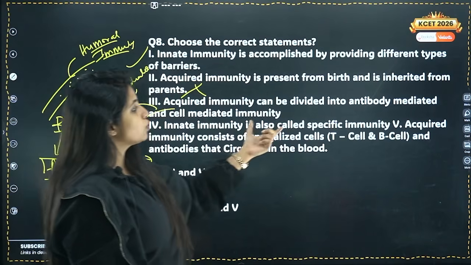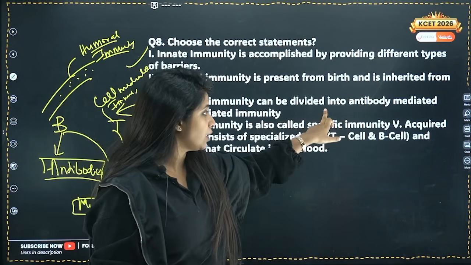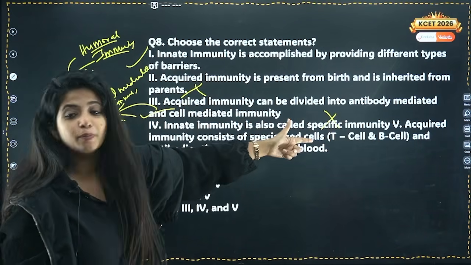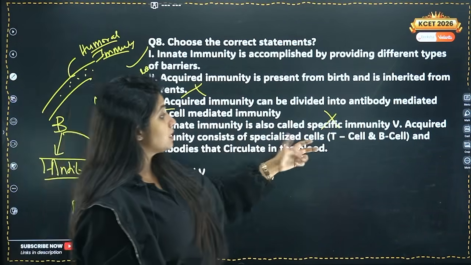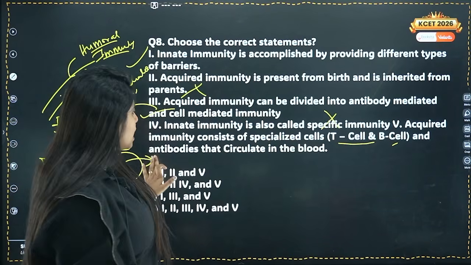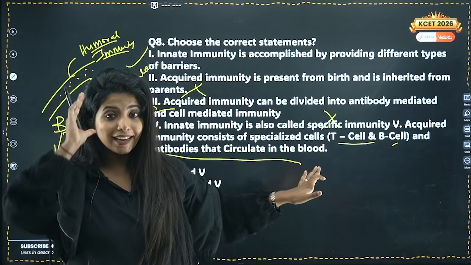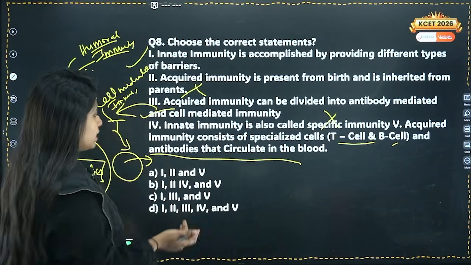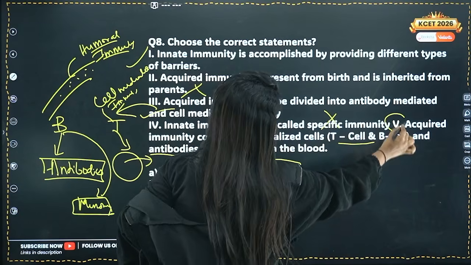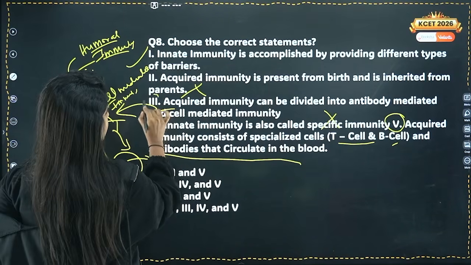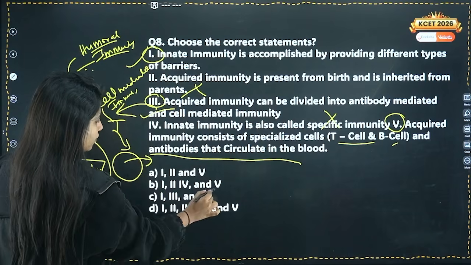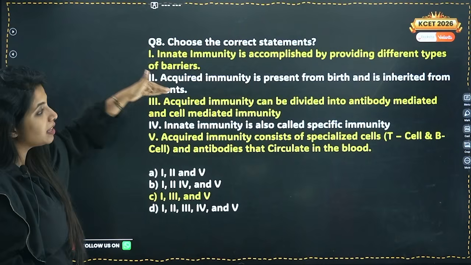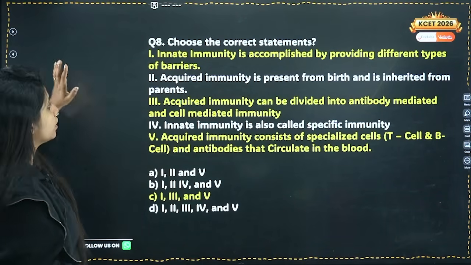Now, innate immunity is also called specific immunity. I told you it's not at all specific, so that is wrong. Acquired is specific, innate is not. Now the fifth point: acquired immunity consists of specialized cells, that is T cells and B cells, and antibodies that circulate in the blood. Does it contain all of this in the blood? Yes, obviously yes. So this fifth statement is also correct. Somehow I missed putting it down. So the fifth statement is correct, the third statement is correct, the first statement is correct. With that, we understand that C is my correct answer. I mark them over here so that you don't have any confusion.